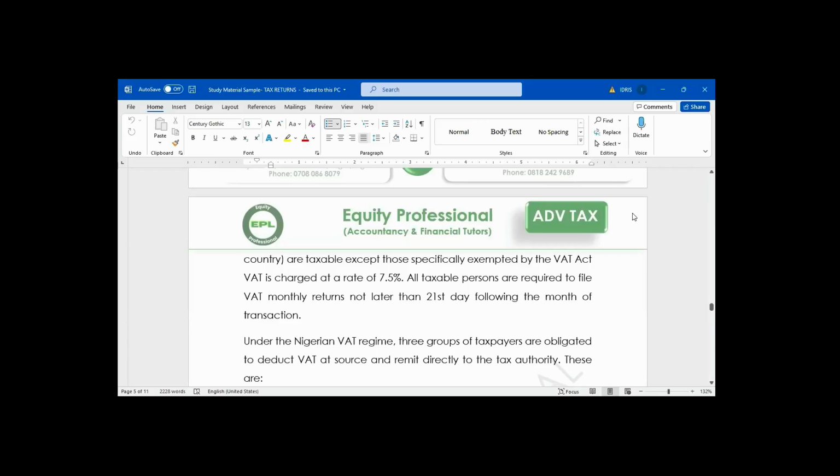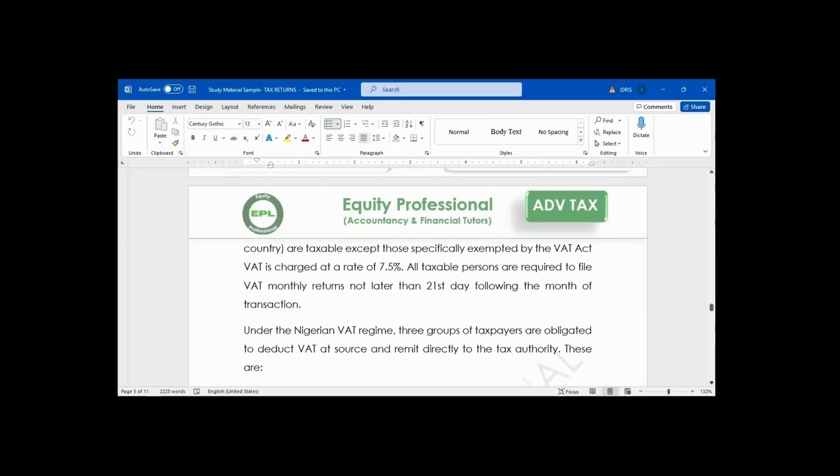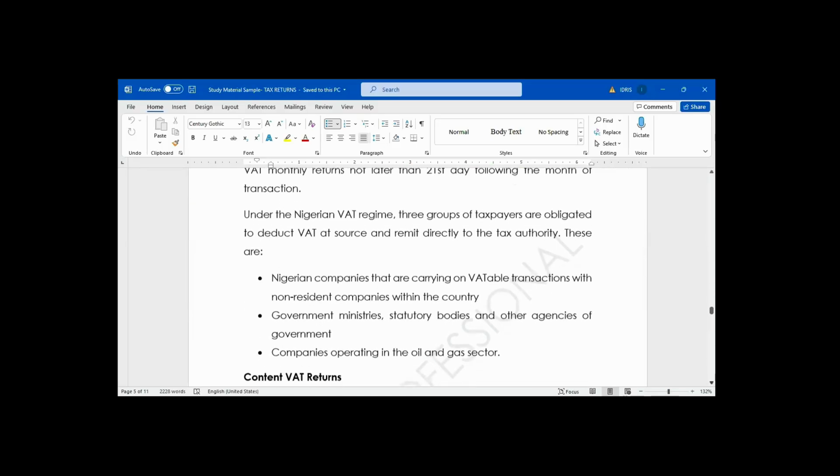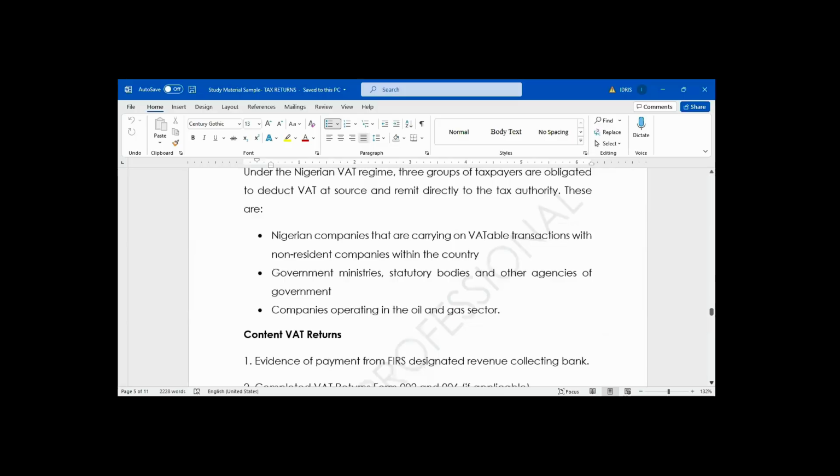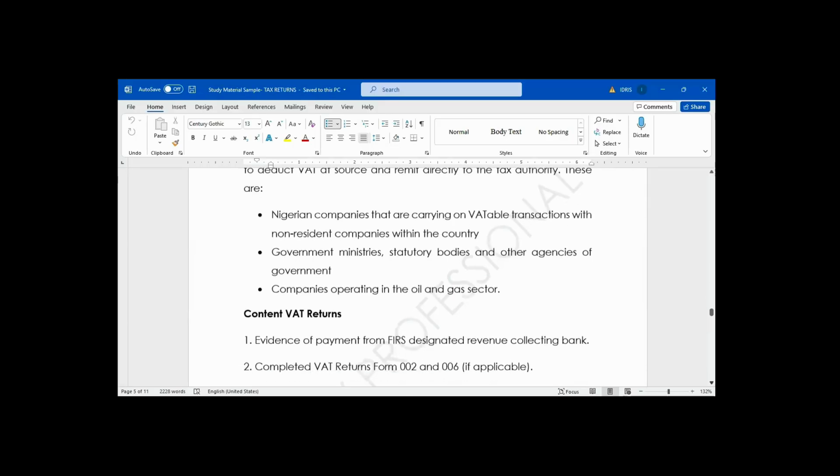That is on value-added tax return. Now, what are the contents of value-added tax return? Who are the persons liable to file value-added tax return? We have the resident company, which is the Nigeria company. We also have the non-resident company.